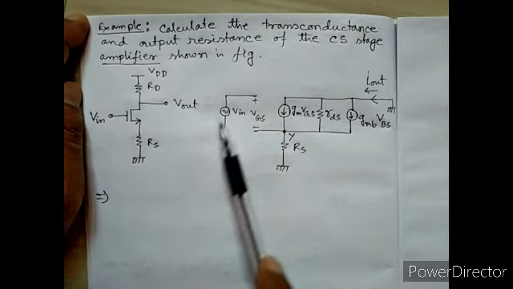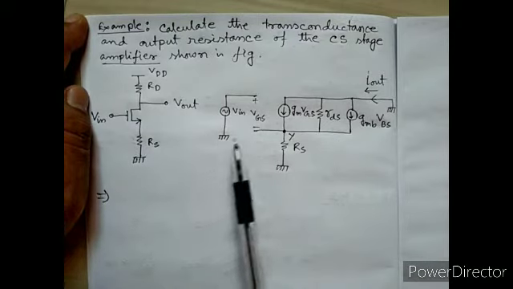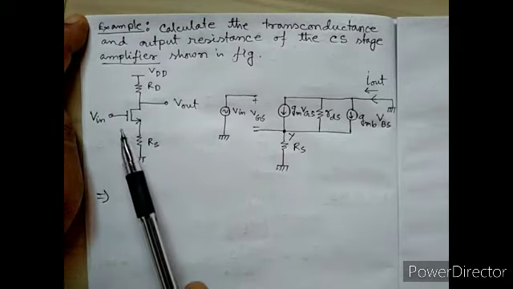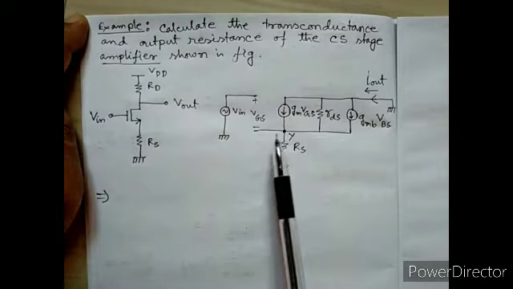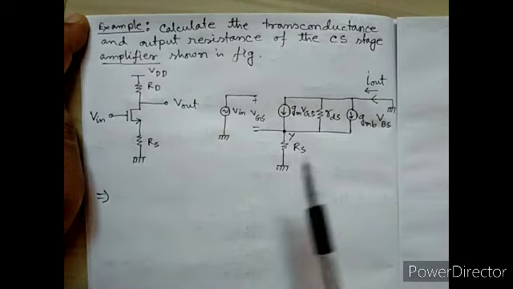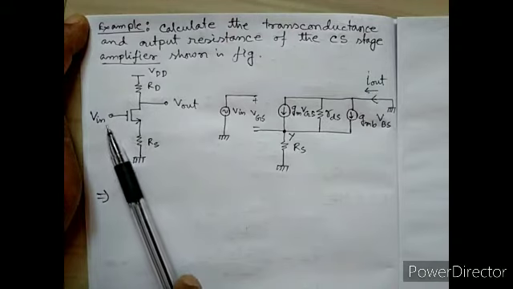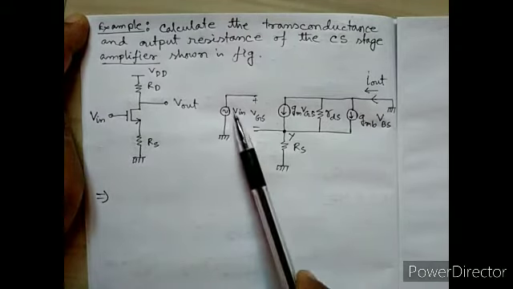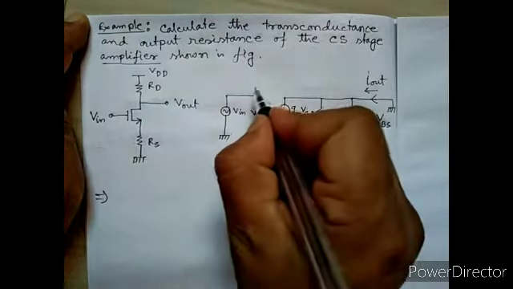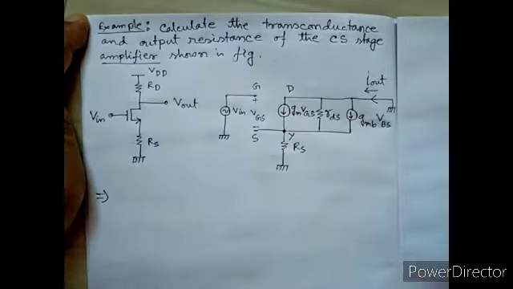The small signal AC equivalent circuit is given here, where Vin is the input. When we draw the equivalent circuit, we always ground the DC source. But here the input is a small AC signal, so the input signal Vin is there. This is your gate, this is the source, and this is the drain terminal.